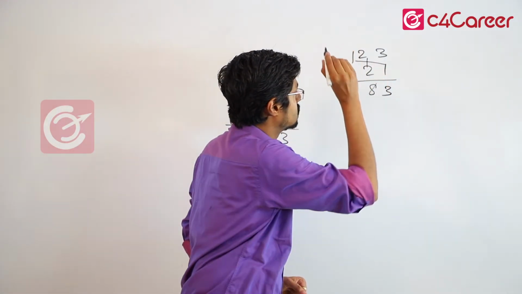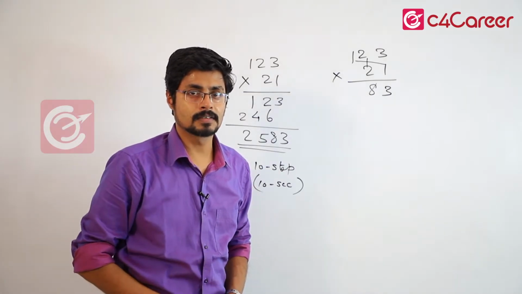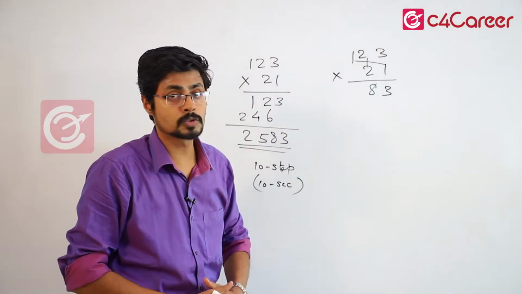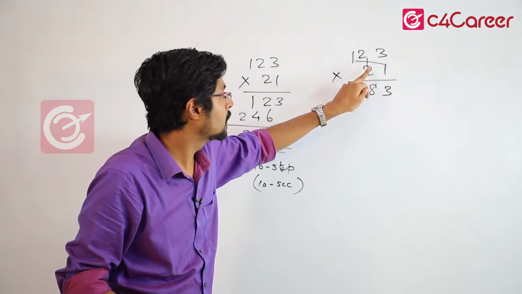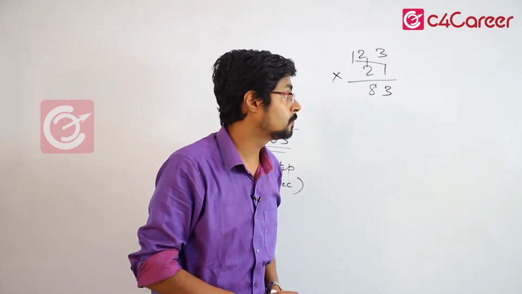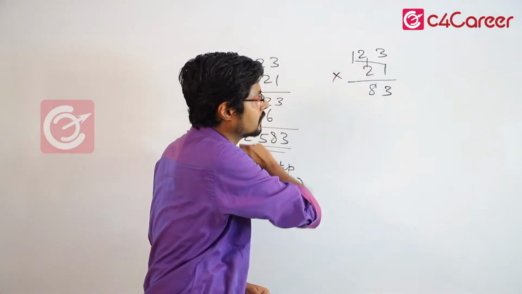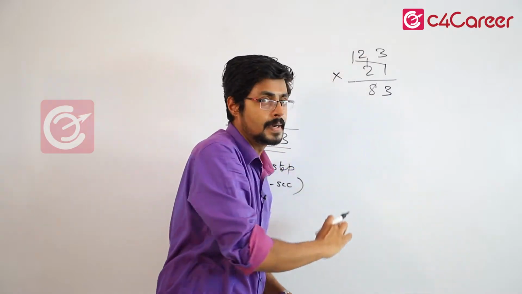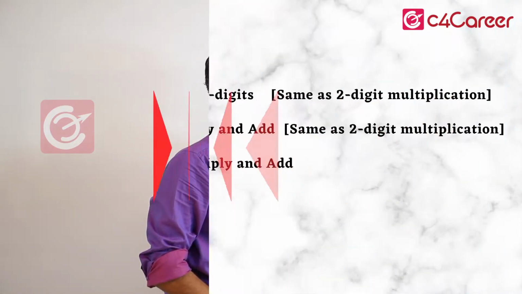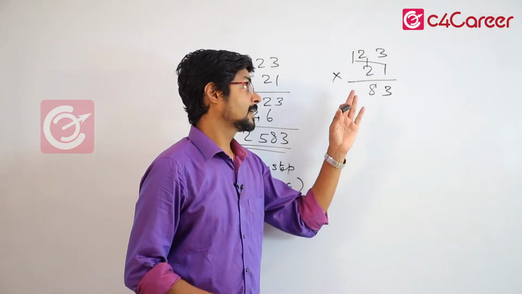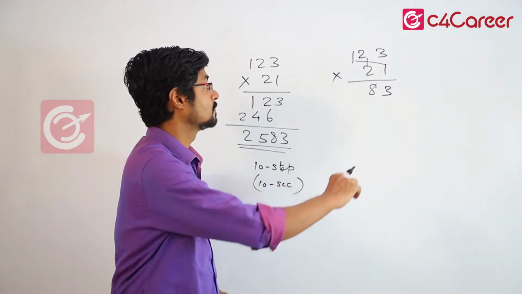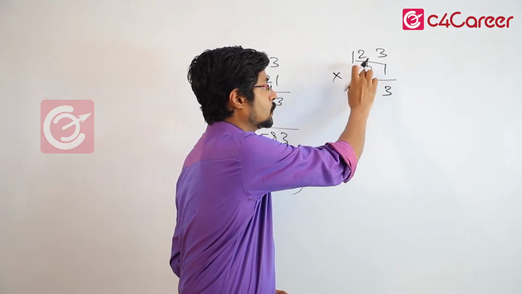This step goes like this. This is again a cross multiplication, but see what all numbers have to be cross multiplied. We have to multiply the extreme digits and we have to multiply the middle digits. Remember that we have to multiply the extreme digits here and we have to multiply the middle digits here. So the third step is a cross multiplication step, but it is extreme digits and the middle digits.